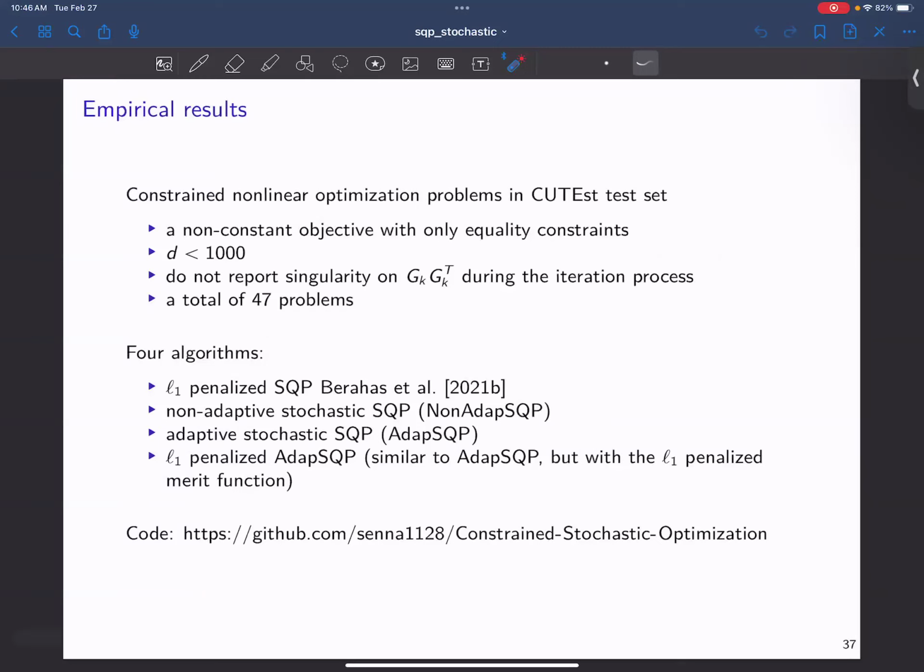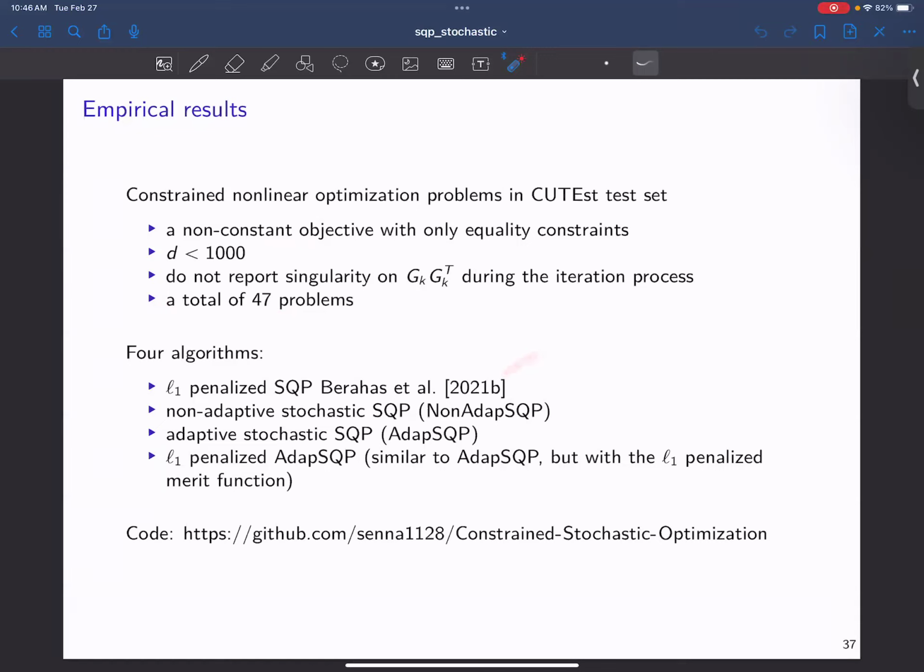Okay, so how did we test this algorithm? We look at a number of optimization problems from the CUTEst test set. This is a benchmark collection of problems with constraints, and we are looking at a subset of these problems. We are going to look at problems where there is no non-constant objective, where the number of dimensions is less than 1,000, and where the Jacobian is of full rank during the iterations of the algorithm. In the end, we have 47 problems from this test set that we are going to apply the algorithms to. We are going to benchmark 4 algorithms.